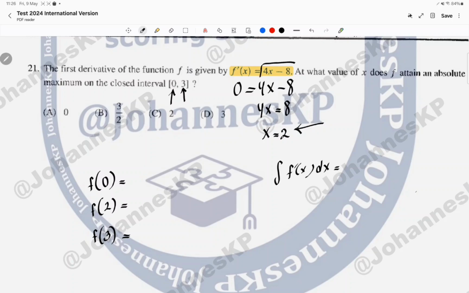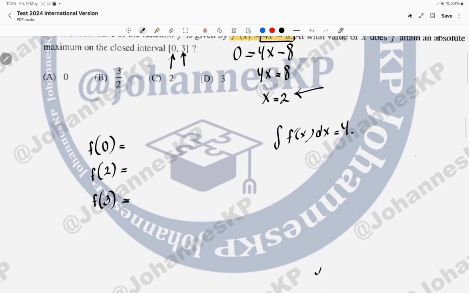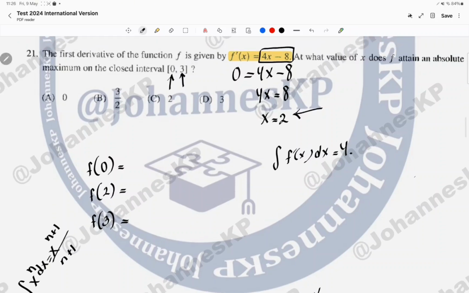So what's the integral of 4x? 4 doesn't matter. How do you integrate the x? So you keep it. No, it was m plus 1. x to the m plus 1 over m plus 1. So it's x squared over 2. Minus, how do you integrate a number? Just put x to it. Yeah. Right? x. Plus c. Okay. So you get 2x squared minus 8x plus c, right?